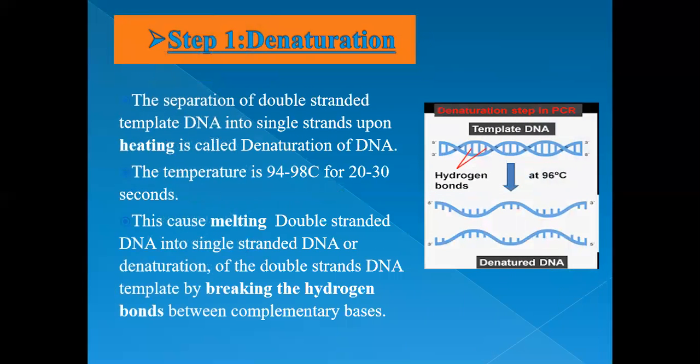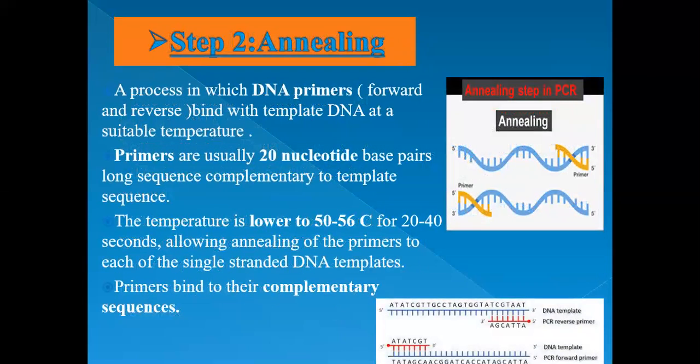Next is step 1, denaturation. In denaturation in PCR, we raise the temperature of the machine to 94 to 98 degrees Celsius. This is done to denature or separate the two strands of DNA. As a result of this step, we get two separate strands of DNA, with the breakage of hydrogen bonds between complementary bases. Next step is annealing.